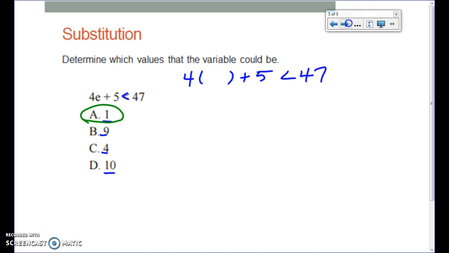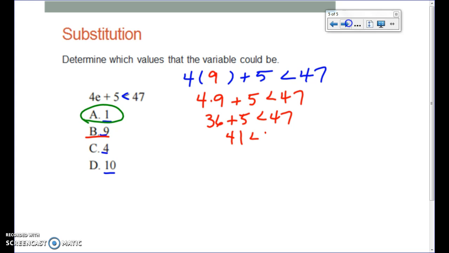All right. What if we tried choice B, 9, if E was 9? Okay, well, 4 times 9 plus 5, is that less than 47? Is 36 plus 5 less than 47? Or is 41 less than 47? In this case, 41 is less than 47, so yes. E could be represented by the value of 9.